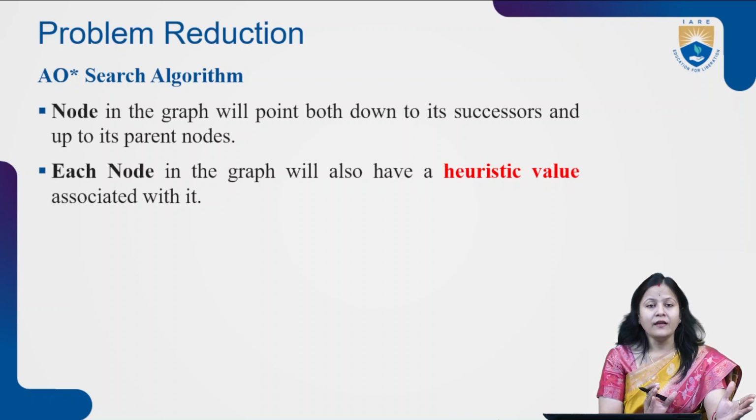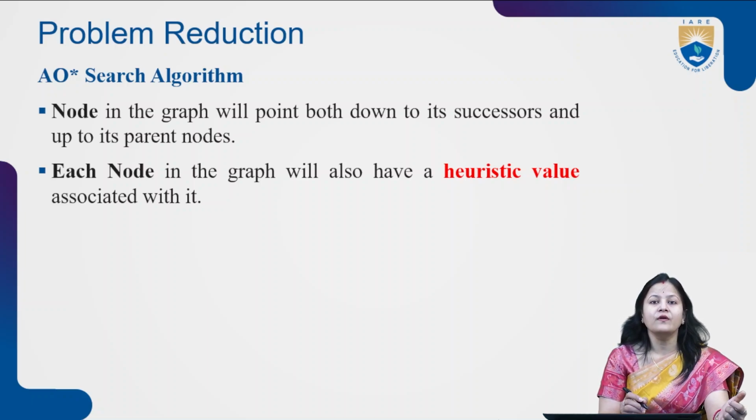So in AO star, what is the meaning of AO star algorithm? A stands for AND, O stands for OR. So here an AND-OR graph we will use to solve the problem reduction technique. Here a node in the graph will point both down to its successors and up to its parent node. And each node in the graph will also have a heuristic value associated with it.